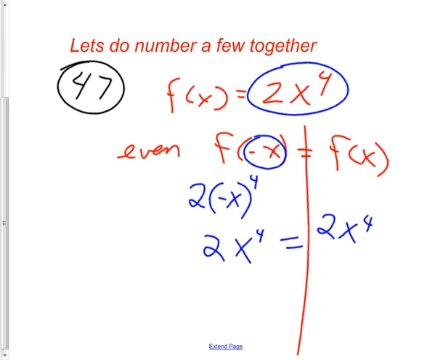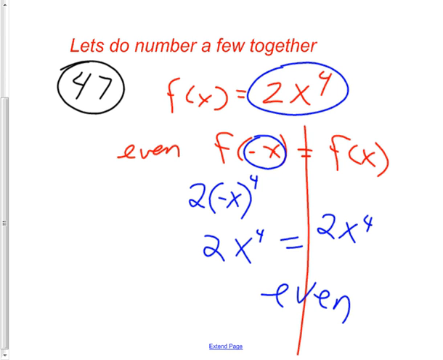Is the left side equal to the right side? Yes, it is. What have we proven? That it's even. Is there any sense in testing anymore? No. It can't be odd, and it can't be neither, because it's even. So I'm done. I've proven it's even. Okay, so if you write that down, you've proven number 47 was even.